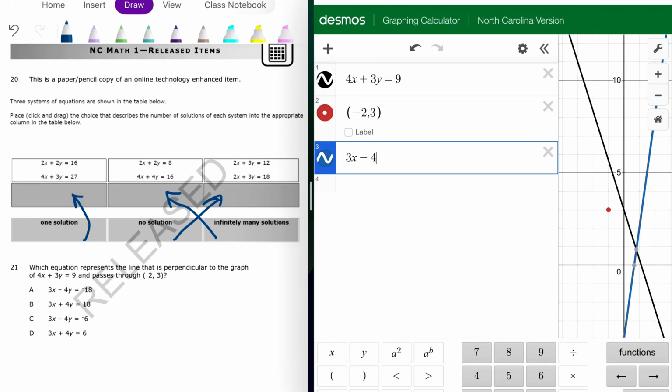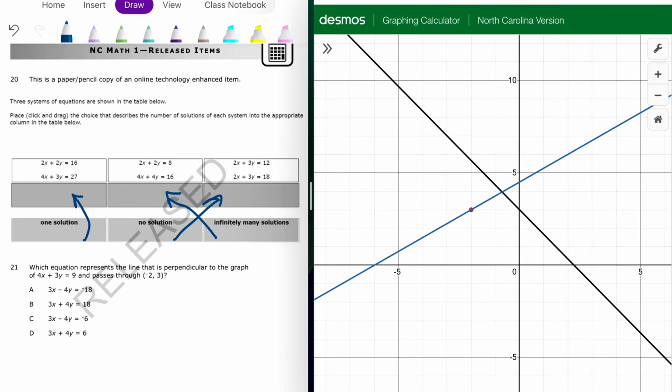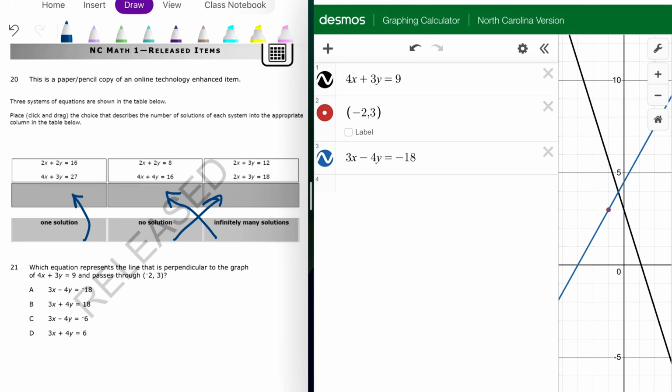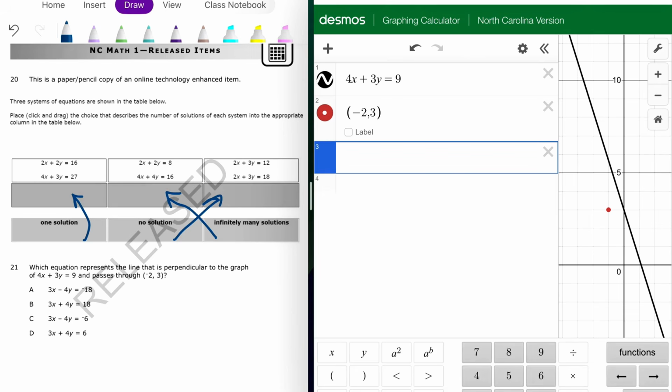3x minus 4y equals -18. If you sing it, it makes it more fun. All right, we have it going through the red dot. So we're not going to eliminate it. But to me, it doesn't exactly look like 90-degree angles, but it is very tilty. So let's just keep trying. So A, it could be it. All right, so now we have 3x plus 4y equals 18. Doesn't even go through the red dot.